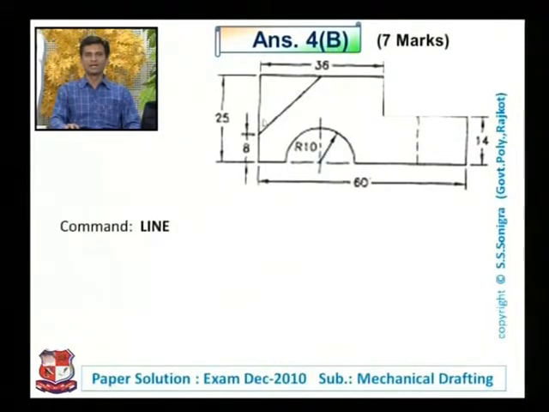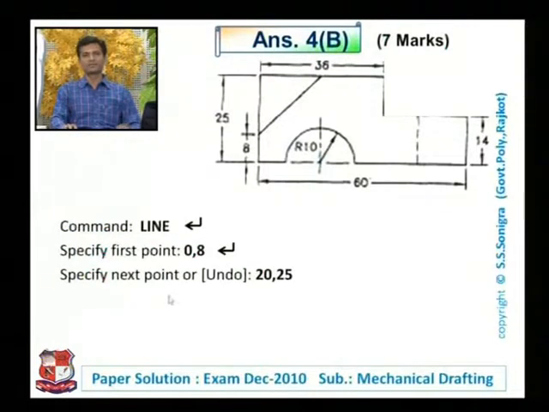For that, enter the line command at the command prompt. Specify first point. The coordinate of this first point would be 0 unit in the x direction and 8 unit in the y direction, because this is the y axis and this is the x axis that we have assumed. So 0,8 is the starting point, so it will start the first point here. Now the second point, and enter.